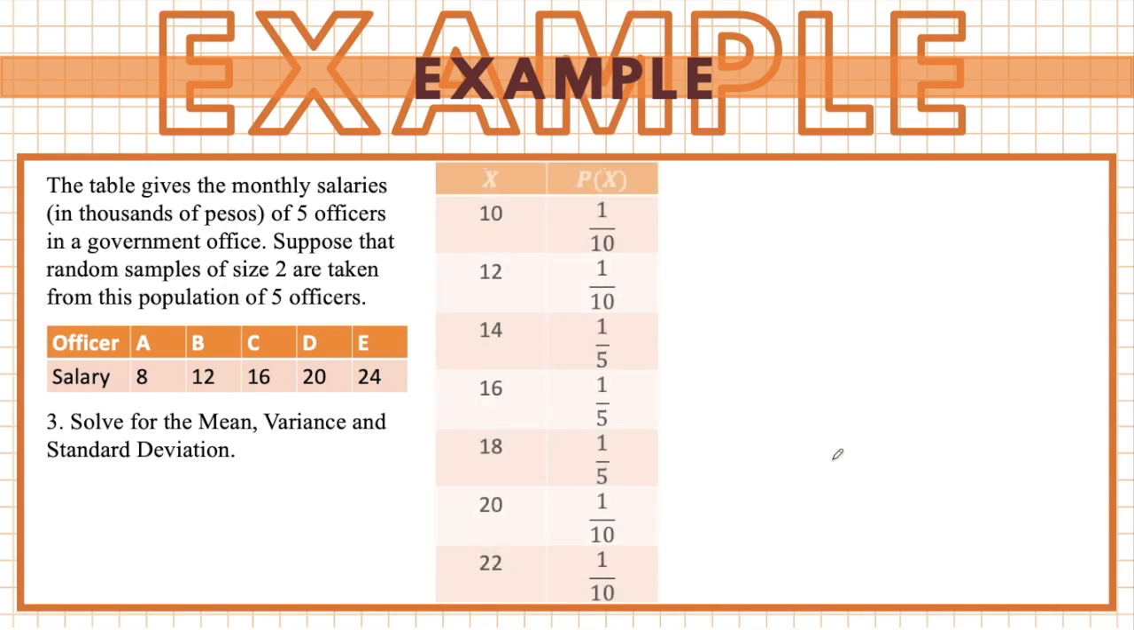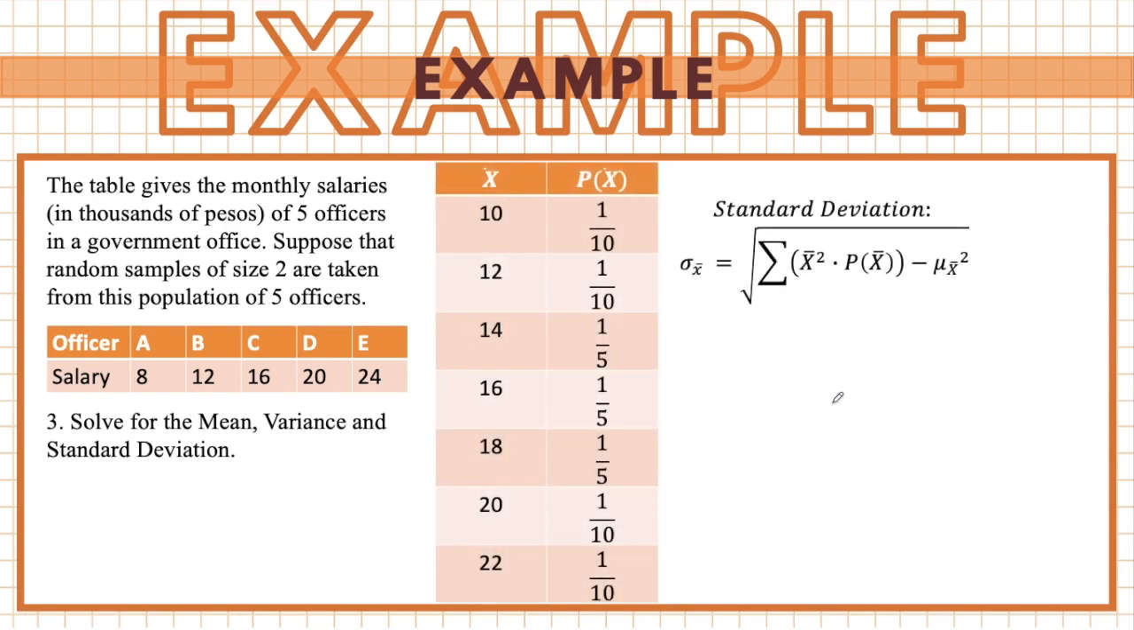Next, for the standard deviation, since we already have the variance, to solve for the standard deviation, we can just get the square root of the variance. So that will be square root of 12, and that is approximately equal to 3.46. So the standard deviation of the sample means is equal to 3.46.